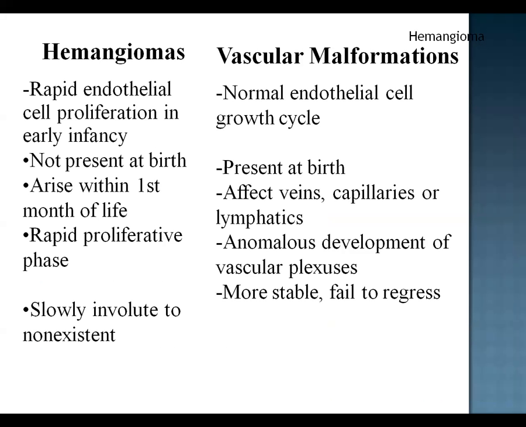So, differentiation between hemangiomas and vascular malformations: hemangiomas show rapid endothelial cell proliferation in early infancy, whereas vascular malformations show a normal endothelial cell growth cycle.